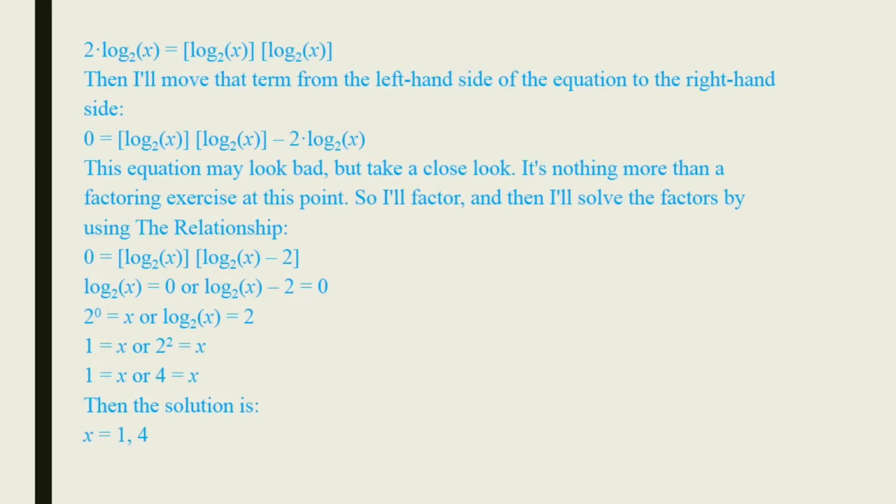Then I will move that term from the left hand side of the equation to the right hand side. Now the equation will be 0 equals log x base 2 into log x base 2 minus 2 into log x base 2. This equation may look bad, but take a close look. It's nothing more than a factoring exercise at this point. So I will factor and then I will solve the factors by using the relationship. 0 equals log x base 2 into log x base 2 minus 2.